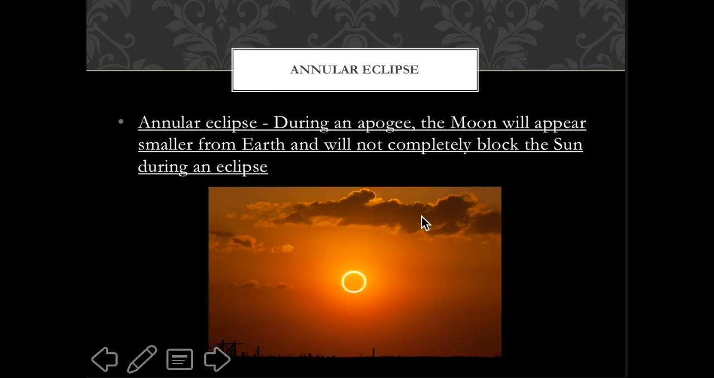And then you get this rare instance during an apogee. When the moon is far enough away, because it's farther, it's going to appear a little bit smaller, and therefore it's not going to completely block the Sun. When this happens during a solar eclipse, this is actually called an annular eclipse.